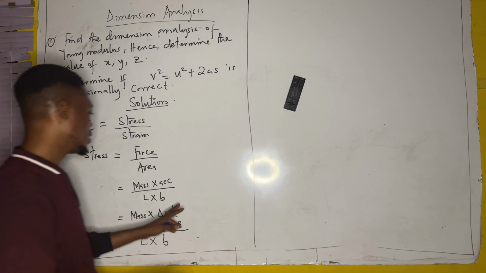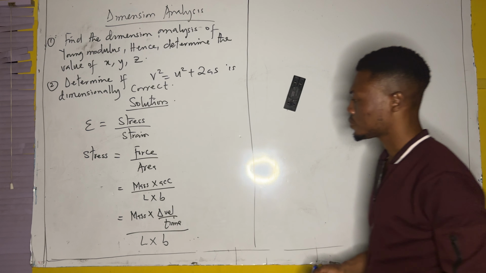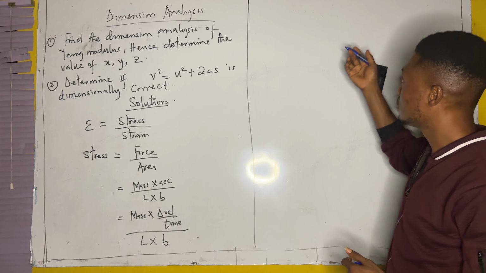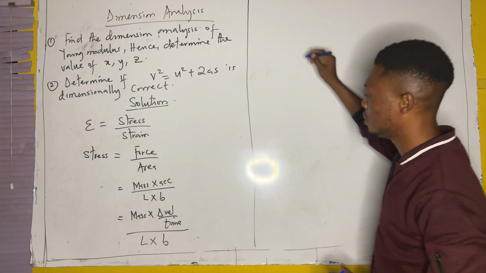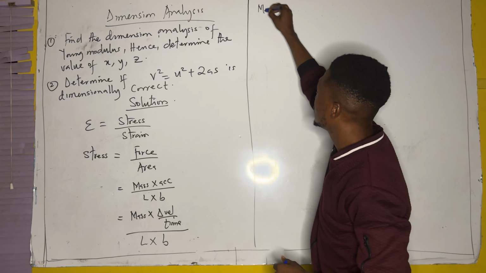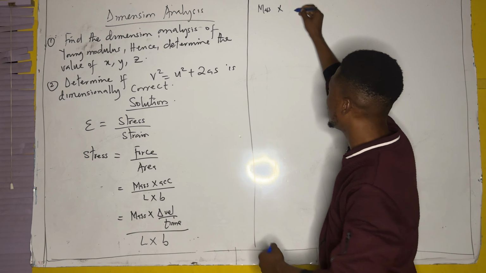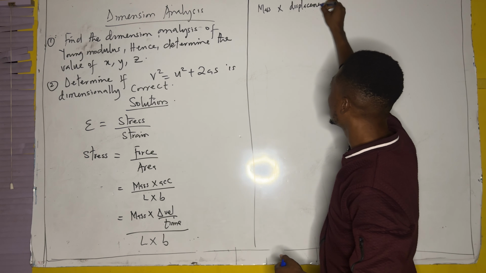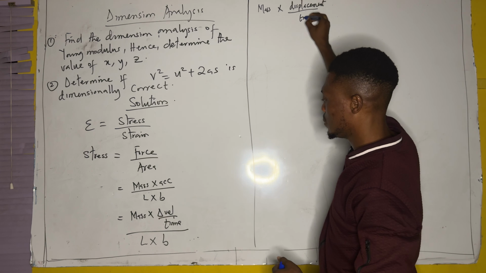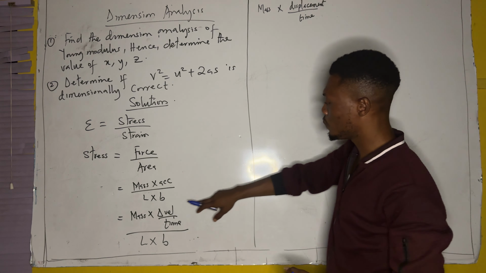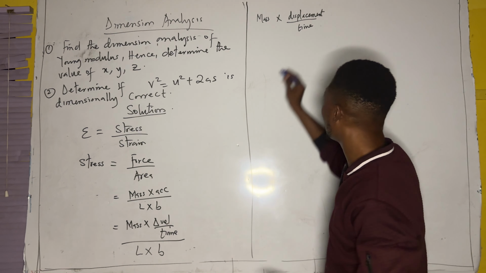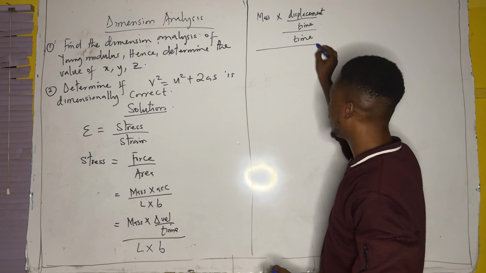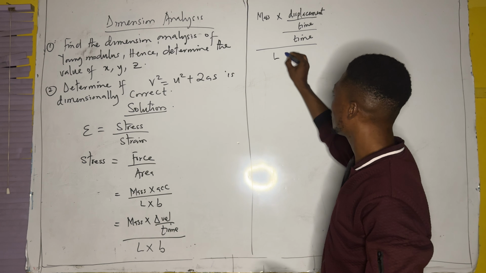So what's the next thing? Velocity. Does velocity have a formula? Yes. What is the formula? Displacement over time. So I have mass times, so I replace that with displacement over time, which is the formula for this one, then over time, then over length times breadth.